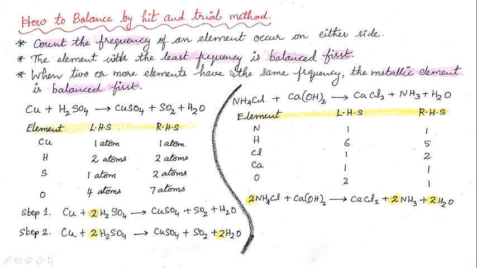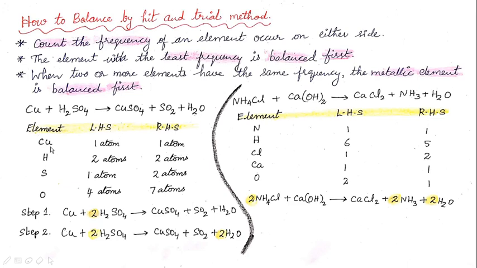Before that, we'll learn how to balance by the hit and trial method. The very first step is to count the frequency of an element on either side. Frequency of an element means how many times the element occurs, in the reactant side as well as in the product side. Here we have a first example: copper plus sulfuric acid gives copper sulfate plus sulfur dioxide plus water.